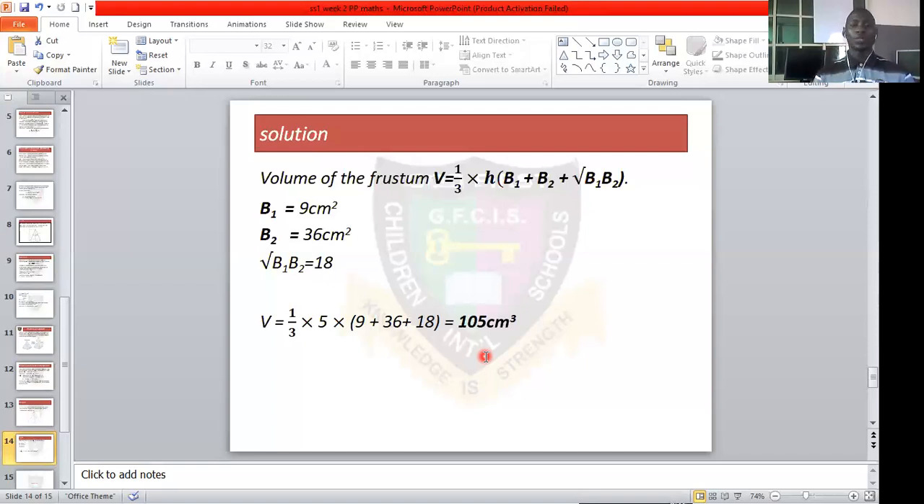We also said how to calculate the curved surface area of the frustum: the curved surface area of the old cone minus the curved surface area of the smaller cone cut out. The total surface area of the frustum of the cone is the curved surface area plus the area of the top and the area of the bottom. While the volume of the frustum of a pyramid is V equals 1/3 times H, open bracket, B1 plus B2 plus square root of B1 B2.